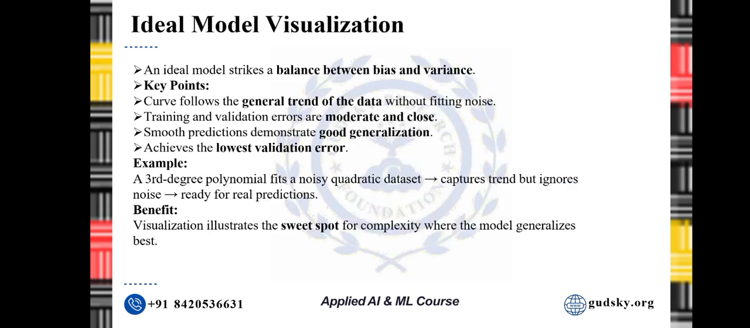In this case, training and validation errors are low and close together. Predictions are stable and generalize well to unseen data. Think of it like being a balanced student. You study enough to understand the concept, but don't waste time memorizing everything word for word. That's the real learning. Example: in a noisy dataset of house prices, a third degree polynomial fits the real trend without reacting to random price fluctuations.